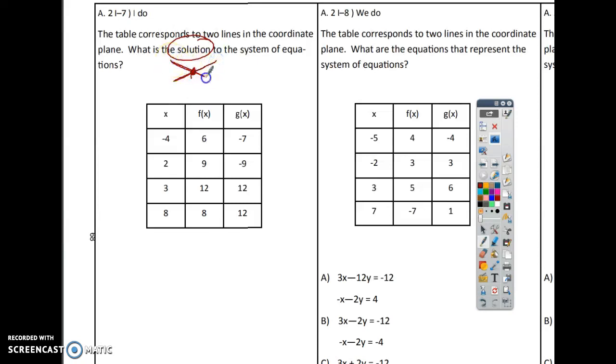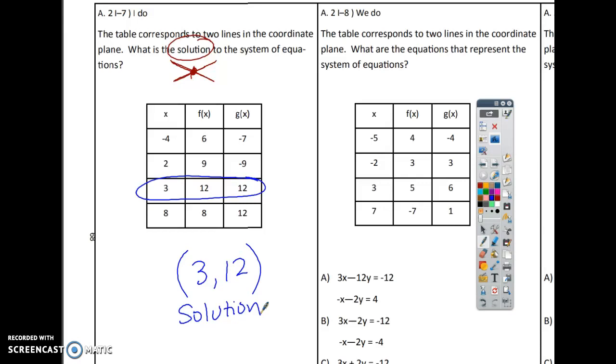So if you look at the table, which point do they have in common? And remember, this is the x's and these are your y's. They share this point in common. Because right here you have 3, 12 and right here you have 3, 12. So the solution is at 3, 12. Solution. That's the point that they have in common. That's where they're going to cross. Okay? That's how you're going to do problem 8 and 9.